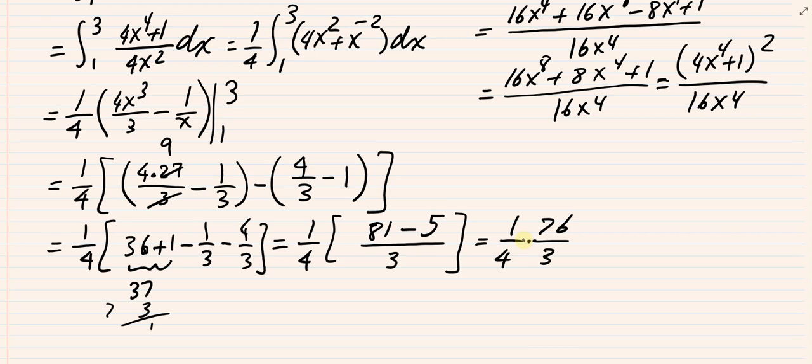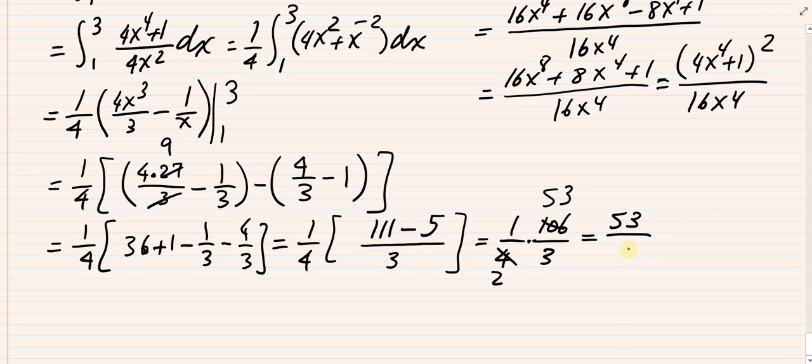Hold on, let me make sure I did this right. Oh, okay. Actually, let me see. This 81 is wrong. 3 times 37 is 111, not 81. That's 111. Okay, it looks right now. And 111 minus 5, that would be 106. And divide the 2's out, you get 53. So the final answer should be 53/6, and that should be in reduced form. Okay, so there is exercise number 14.